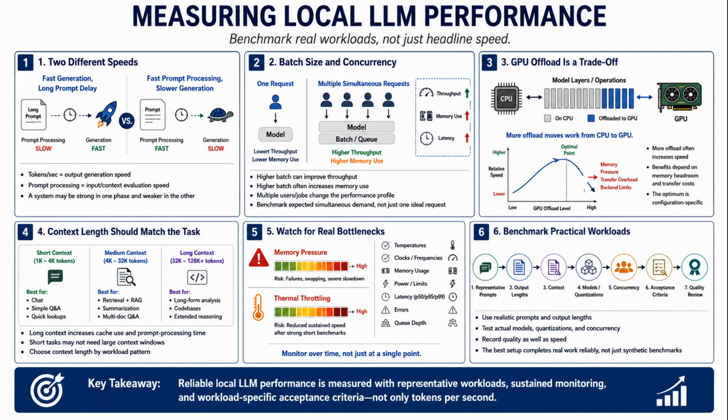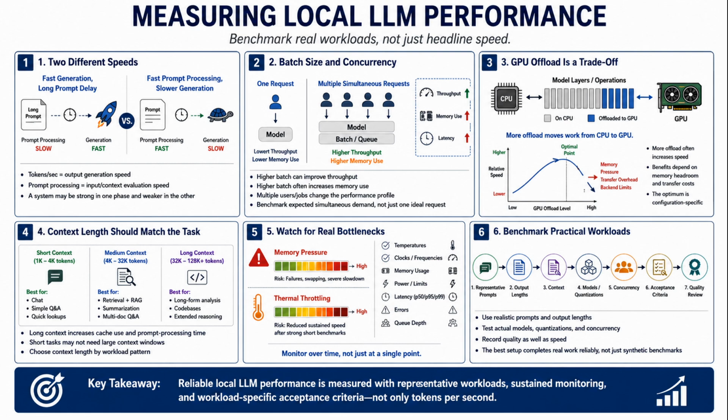GPU offload moves supported model layers or operations from CPU execution to an accelerator. More offload often improves speed until memory pressure, transfer overhead, or backend limits dominate. The optimum is configuration specific. Context length should match the application. Loading maximum context for short tasks wastes cache and prompt processing time. Retrieval, summarization, code, and chat workloads have different useful context patterns.